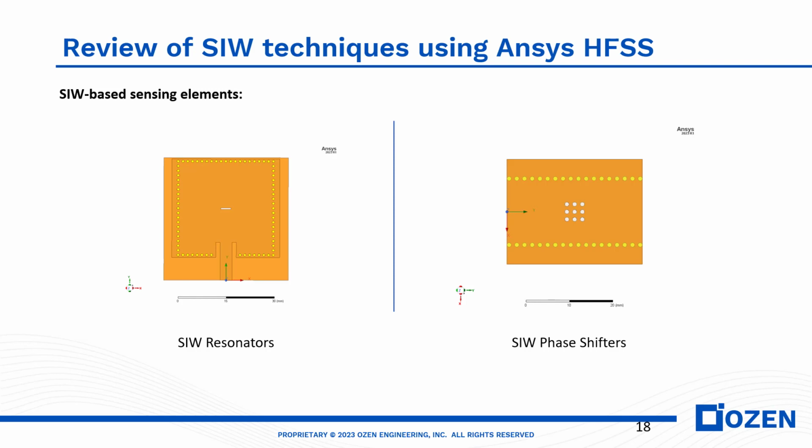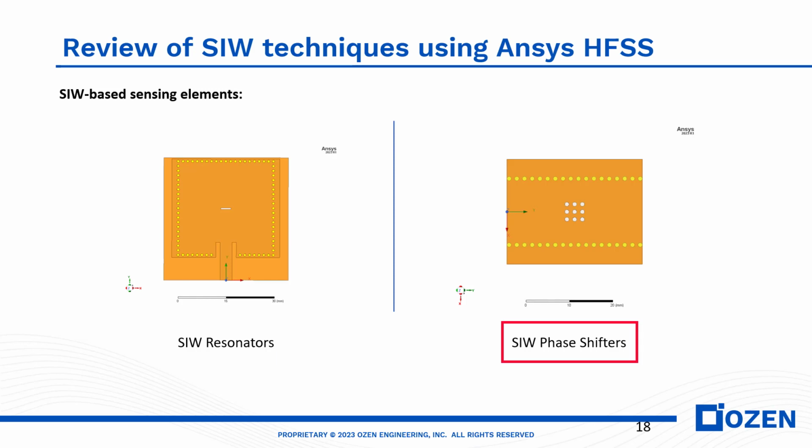Now that we have discussed substrate integrated waveguides and their different types, let's explore some techniques used in the development of SIW biosensors with the help of Ansys HFSS. The majority of SIW biosensors use the resonance technique due to the benefits it offers, such as high sensitivity and selectivity. Another technique used in the development of SIW biosensors is the use of transmission lines.